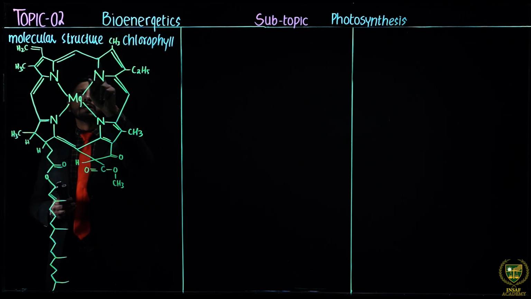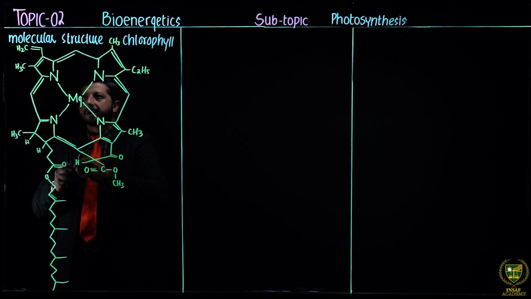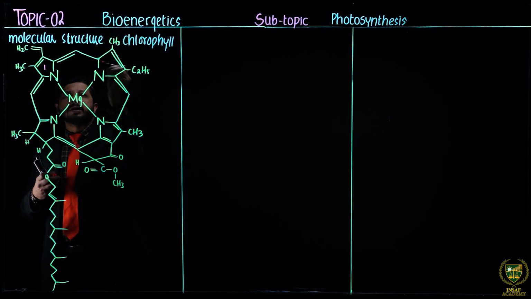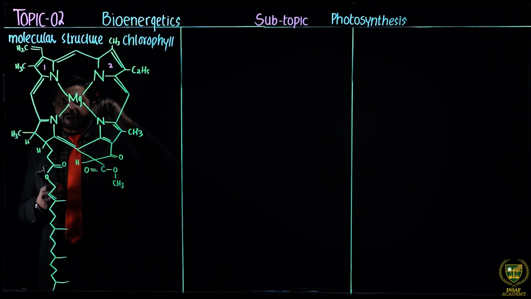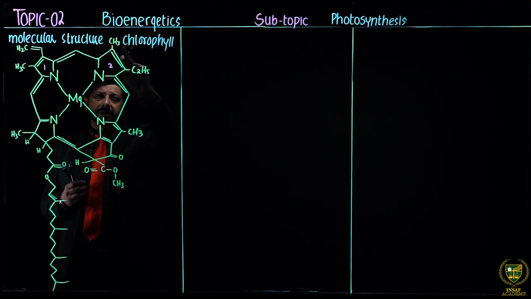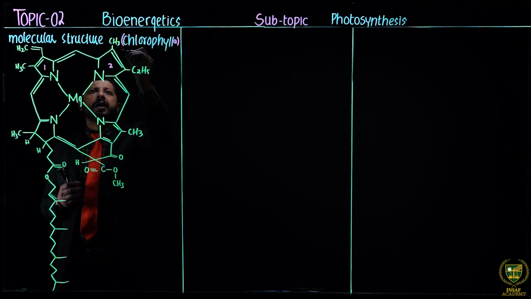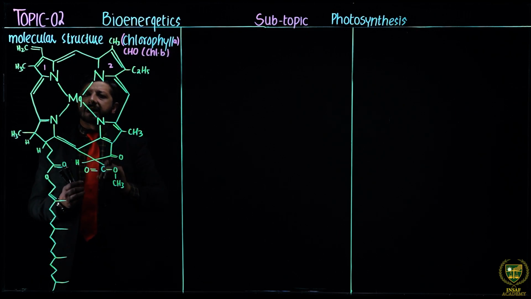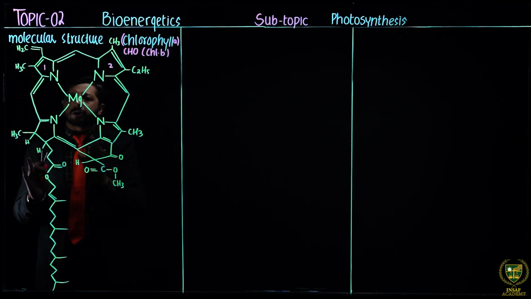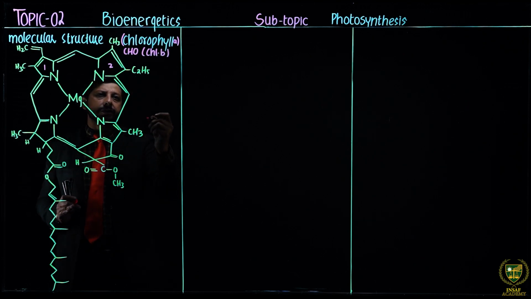So this is the first pyrrole ring, this is the second pyrrole ring, 1 2. So on the second pyrrole ring, there is a methyl group present here. If this is a methyl group, it becomes the structure of chlorophyll A. If it is the carbonyl group, it becomes the structure of chlorophyll B. Just that single thing is the difference between chlorophyll A and chlorophyll B's molecular structure.